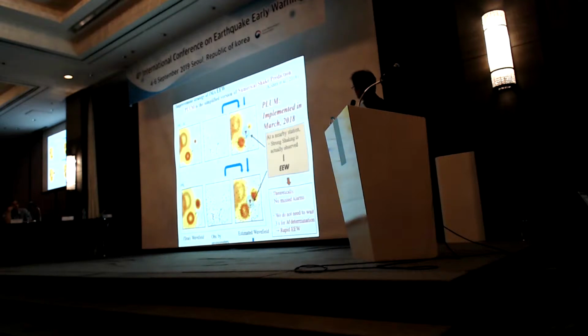Okay, so here I briefly explain PLUM. PLUM was already explained by Dr. Kodera and others. PLUM is a simplified version of this numerical shaking prediction method. The PLUM algorithm is very simple. If strong shaking is actually observed at a nearby station, in this case an EEW is issued. So theoretically, we don't need to wait for magnitude determination, which leads to a faster EEW. This PLUM method was implemented in March 2018, last year.